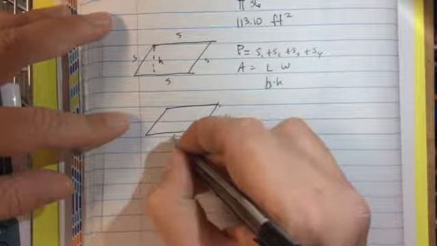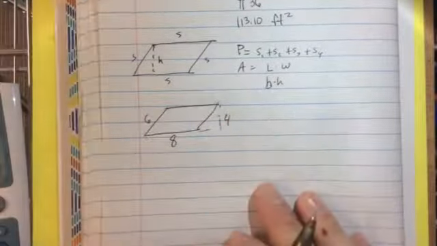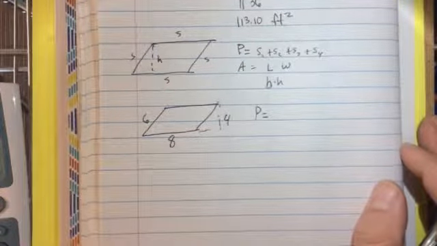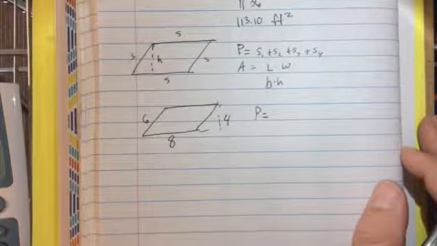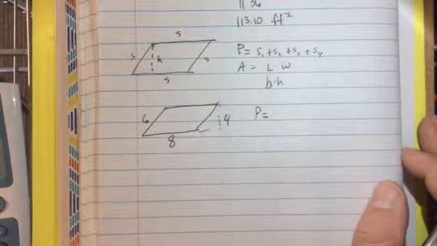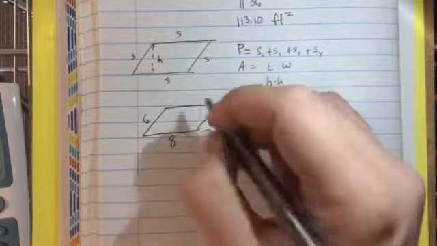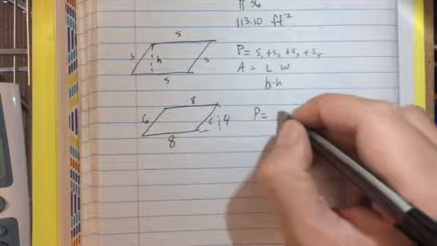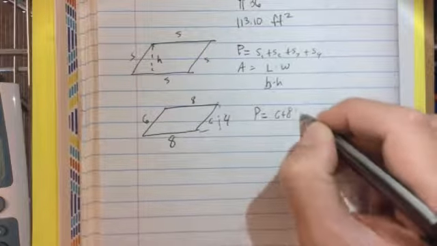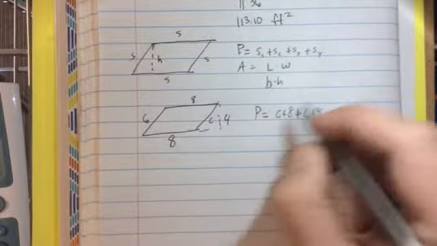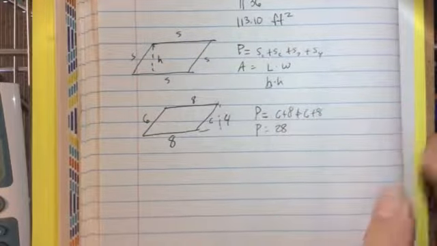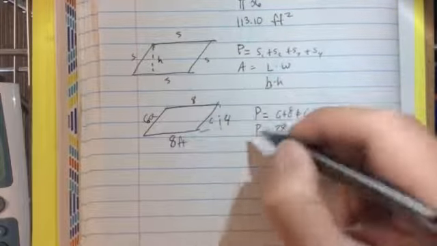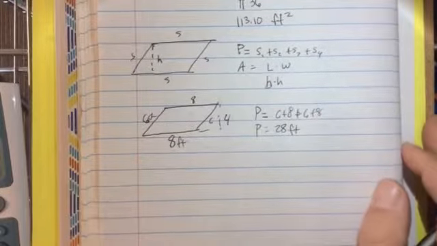We have a height of 4, a 6, and an 8. What's our perimeter here? We're only given 2 numbers that are our side lengths, right? The sides opposite of each other are the same thing. So we have 6 and 8. So we have 6 plus 8 plus 6 plus 8, and that equals 28. And the units are feet. So we have 28 feet.